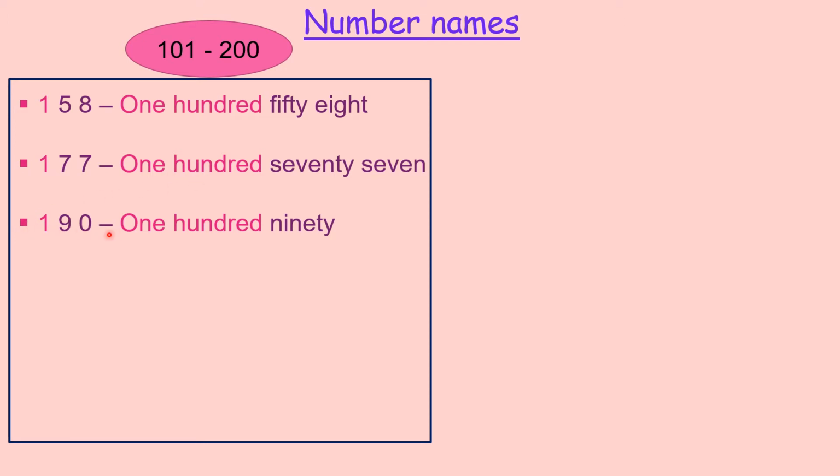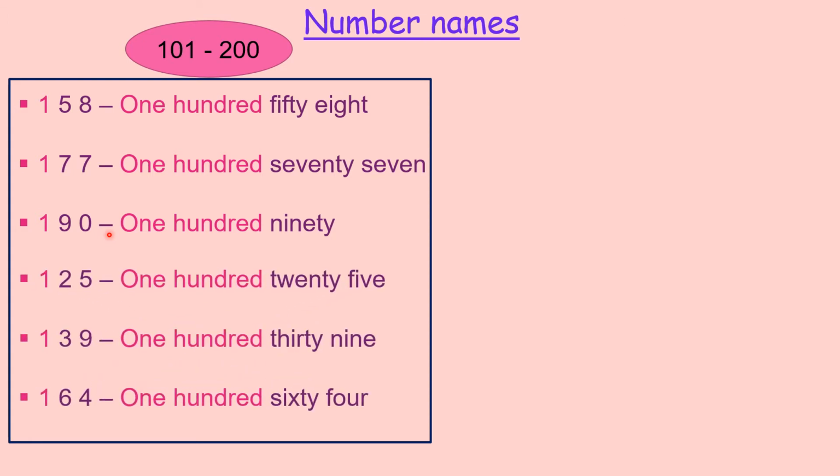Let's see other three. 125. Again 1 is in the hundreds place, so 125. So the next one is 139. So that's how we write. 164. So 164. You have to be careful with the spellings. Okay. So let's see another set of numbers.